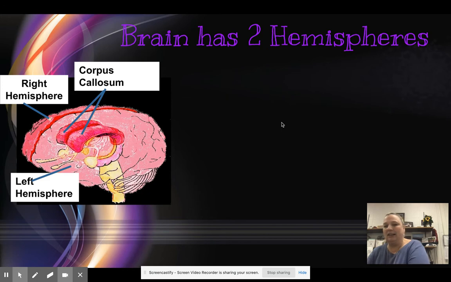All right, so let's talk a little bit about the brain now. We've talked about the nerves. Let's talk about the brain. Remember that the brain has two hemispheres, right? The right and the left hemisphere. And they are connected by a corpus callosum.